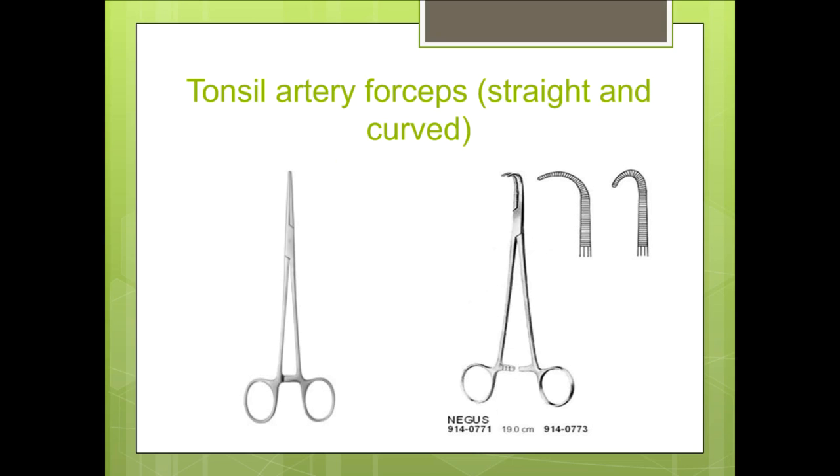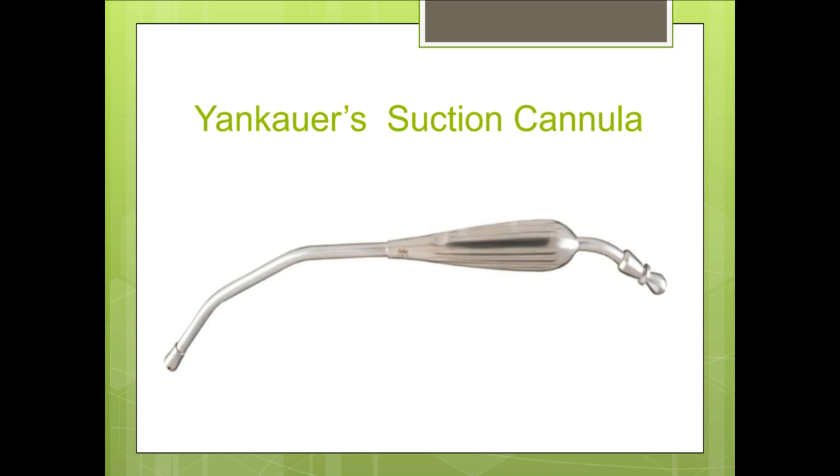This is the straight artery forceps and the curved artery forceps, Negus curved artery forceps. These two instruments are used to control the bleeding after tonsillectomy, to hold the bleeder, usually the paratonsillar vein in the tonsillar fossa. First we will catch it with the straight artery forceps, then we will apply the curved artery forceps. Then we will apply the loop of thread around this curved artery forceps. Slowly we will remove the curved artery forceps, so as to apply the knot in the tonsillar fossa.